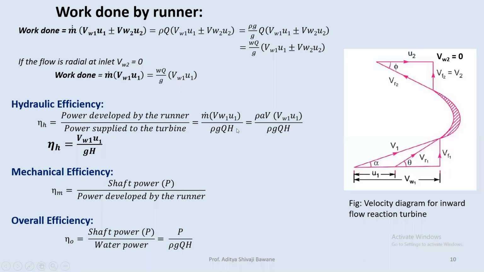And power supplied to the turbine is nothing but water power, that is rho g Q H. So in hydraulic efficiency, rho will get cancelled. Area into velocity is nothing but Q, and this Q will get cancelled, giving Vw1 U1 by gH. Next is mechanical efficiency. Mechanical efficiency equals shaft power by power developed by runner. Shaft power is Ps, and power developed by runner is nothing but m dot Vw1 U1. Next is overall efficiency. Overall efficiency is output power by input power. Output power is shaft power and input power is water power, that is rho g Q H.